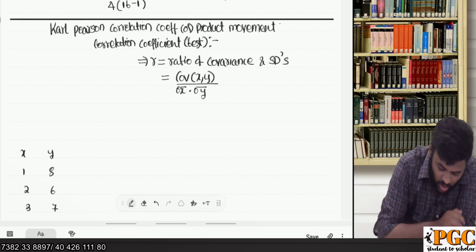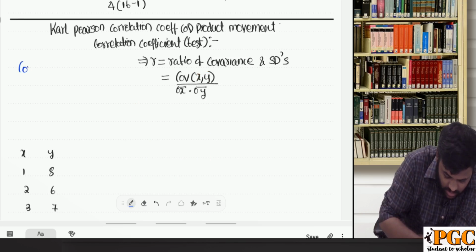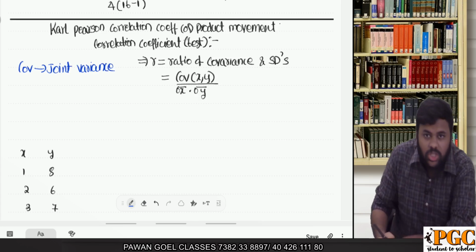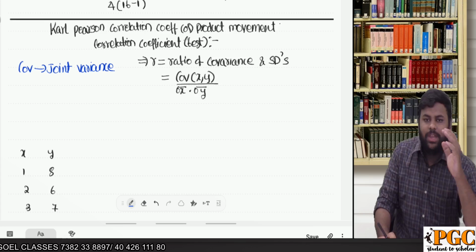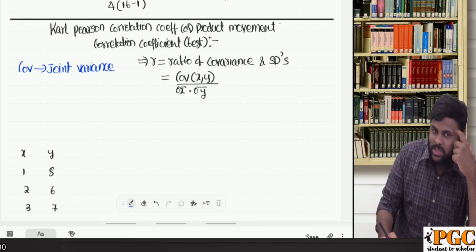Okay. Now what is covariance, my dear friends? Covariance is nothing but a joint variance. Joint variance of two variables x and y. If you compute the joint variance of two variables x and y, we call it covariance. What are the limits for correlation, my dear friends? Minus 1 to plus 1, right?